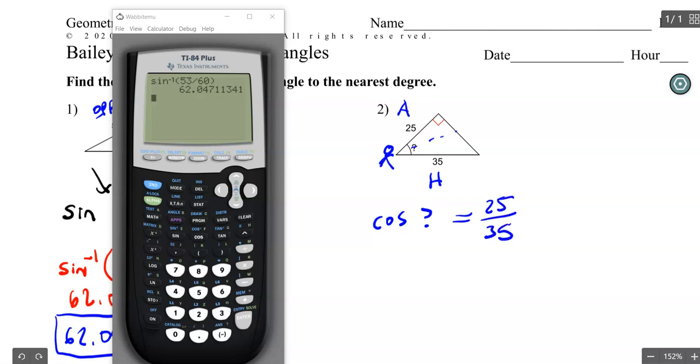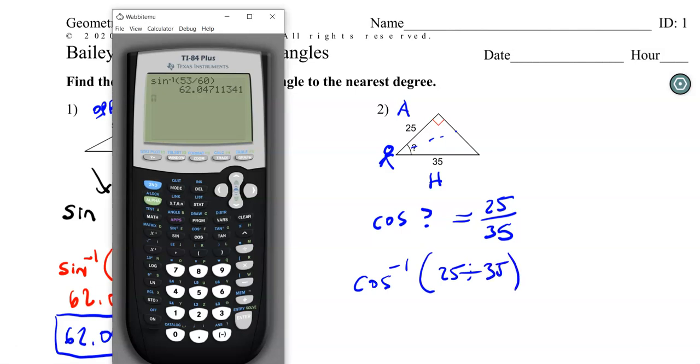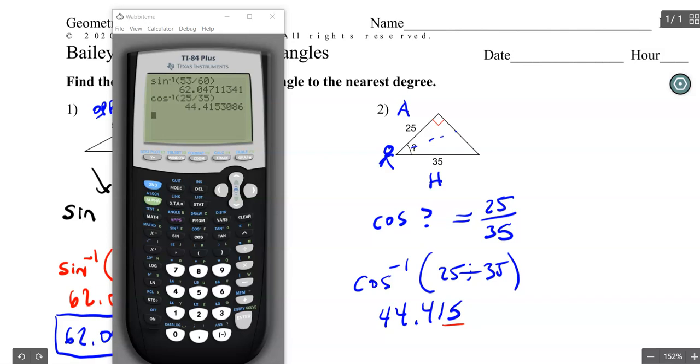And then I solve it the same way. I'm going to do the inverse cosine of 25 divided by 35. We'll see what we get. Second cos 25 divided by 35. And I'm getting 44.415. So that 5 right there, again, if it's 5 or larger, we need to round up. So our final answer is going to be 44.42. I don't think you have to worry about the degree symbol in Khan.